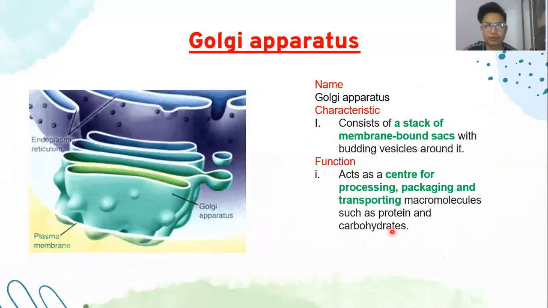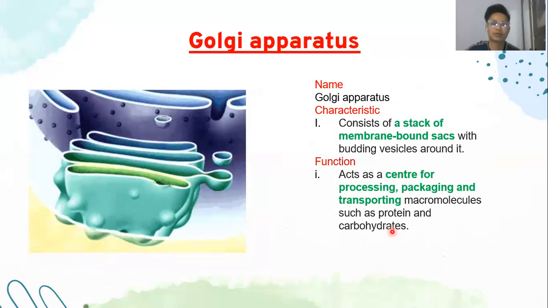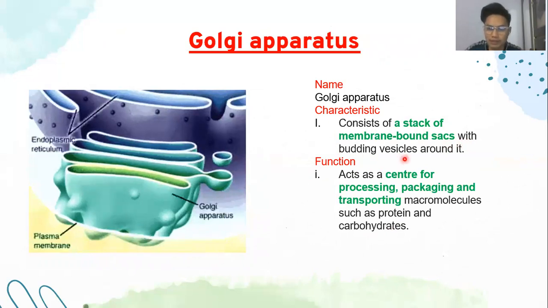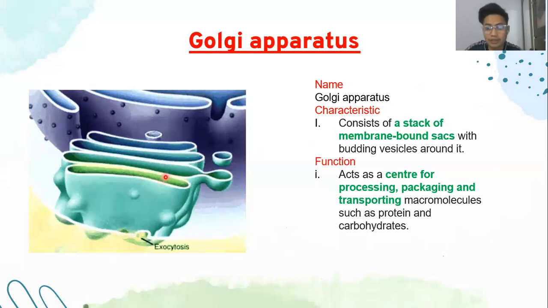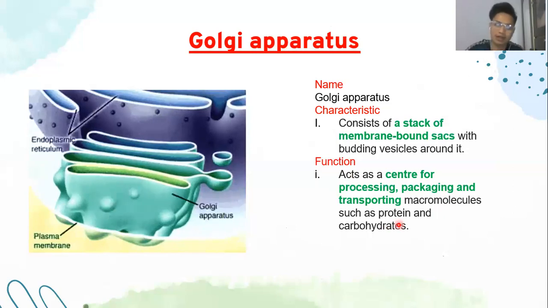So the next organelle is the Golgi apparatus. The characteristic is that it consists of a stack of membrane-bound sacs with budding vesicles around it. As you can see here, the stacked membrane is brown and elongated. So the function is to act as a center for processing, packaging, and transporting macromolecules such as protein and carbohydrate. So remember, the Golgi processes, packages, and transports macromolecules such as protein and carbohydrate.